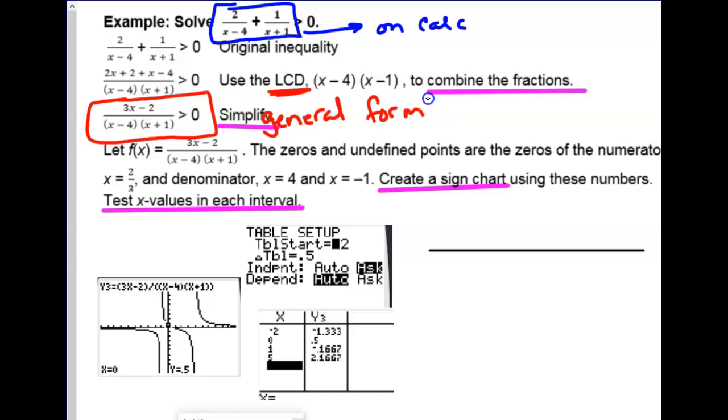And this allows us to figure out your x-intercepts and your vertical asymptotes. So for x-intercepts, you guys told me I was supposed to take my numerator and set it equal to 0. So they got an x-intercept at 2/3. And for your vertical asymptotes, you would set your denominators equal to 0, and you get 2 vertical asymptotes, one at 4 and one at -1.